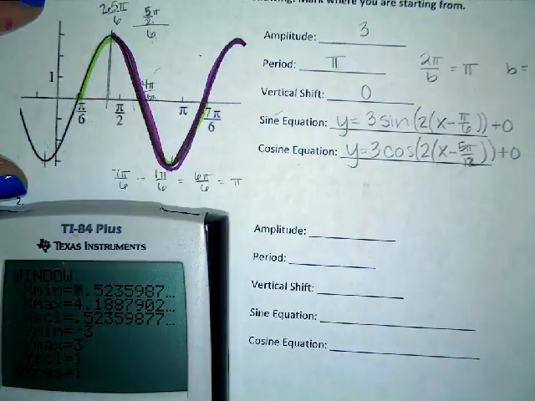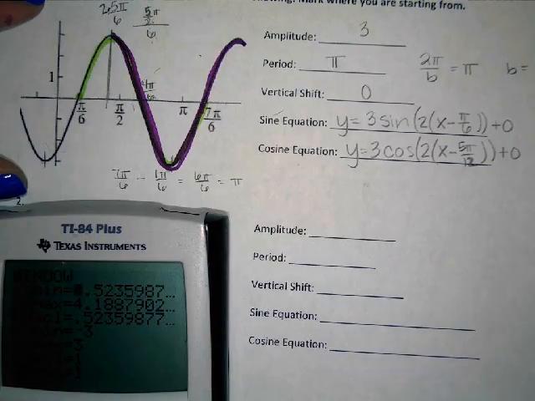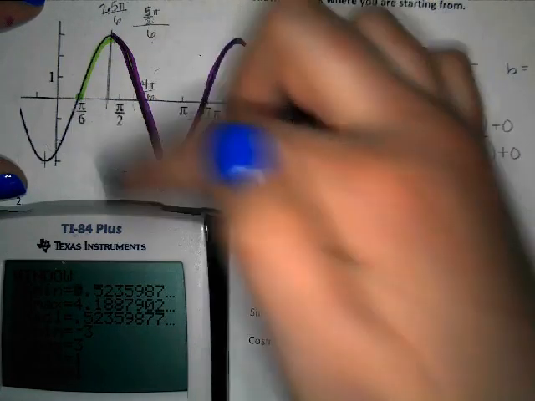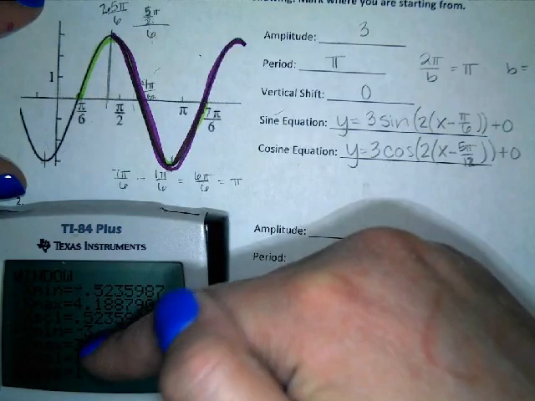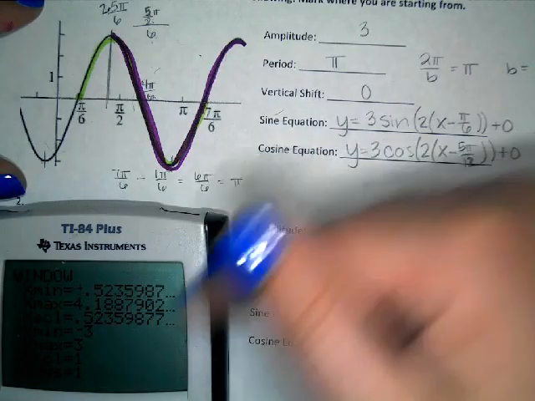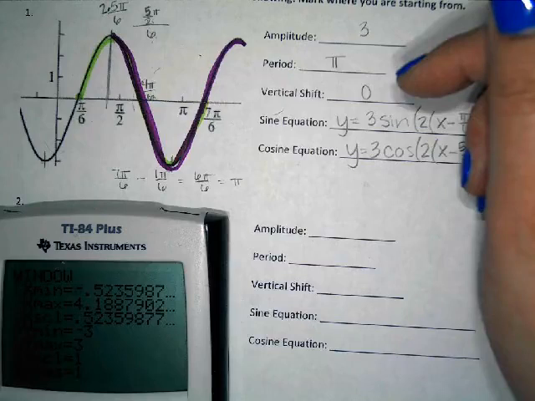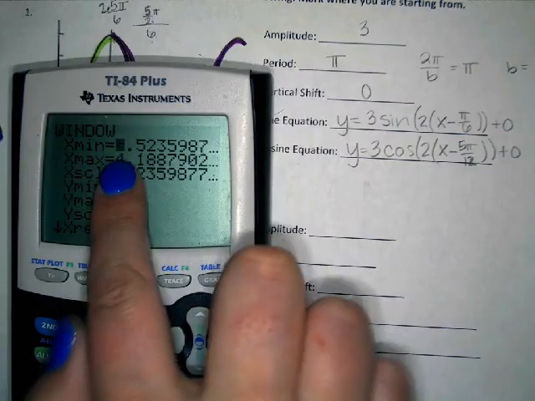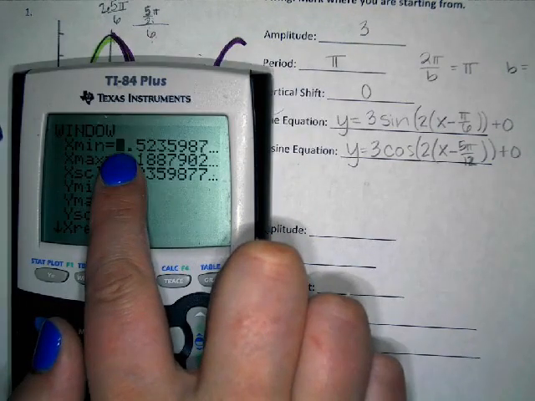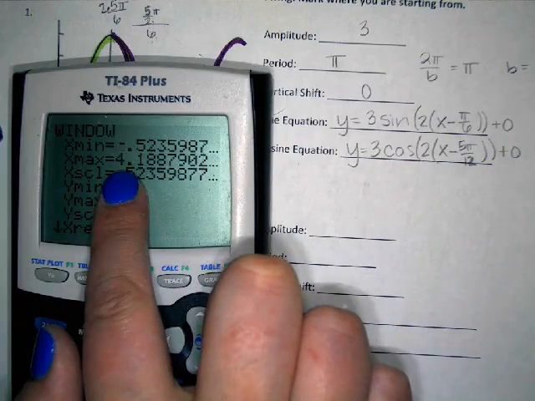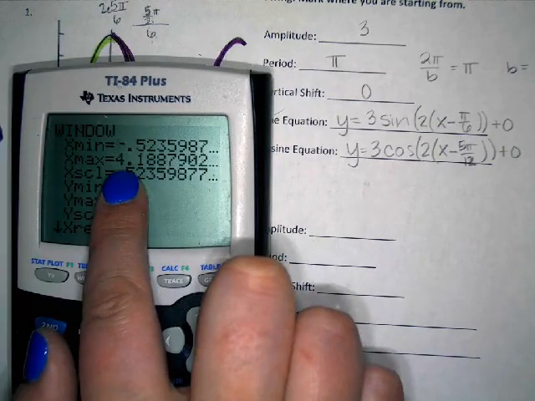And then for the y min, I did negative 3. For the y max, I did positive 3. And for the y scale, I did 1. What was the x min? So for the x min, I did negative pi/6. For the x max, I did 8 pi/6. And then for the x scale, I did pi/6.